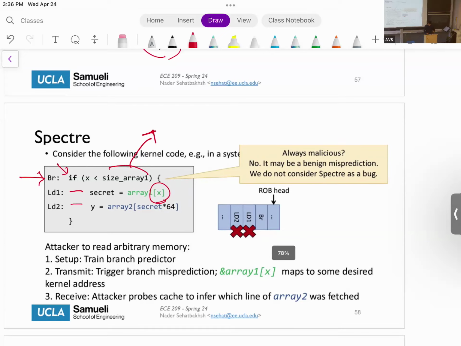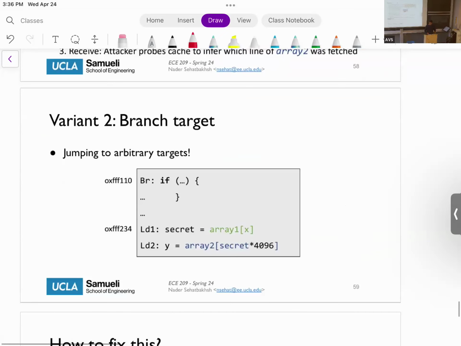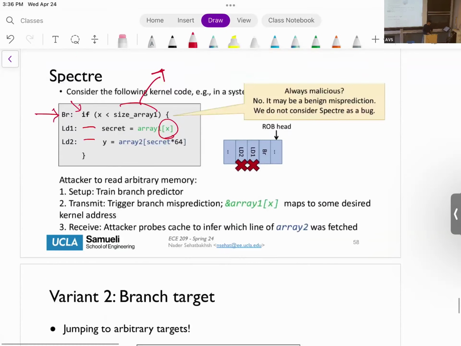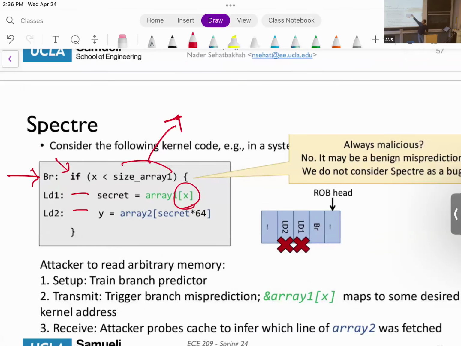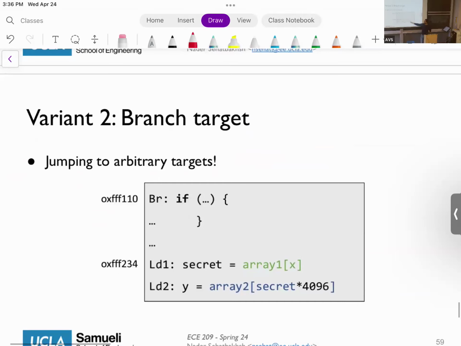All right. There are a bunch of variants for Spectre. This is variant 1. Variant 2 could be the target. For example, I can force the system to jump to any other arbitrary value. So here I assume that the branch is taken, right? But what if I assume that the branch is taken, but also poison the target, so it jumps to somewhere I want, okay? And then that's where I'm going to run this, okay?